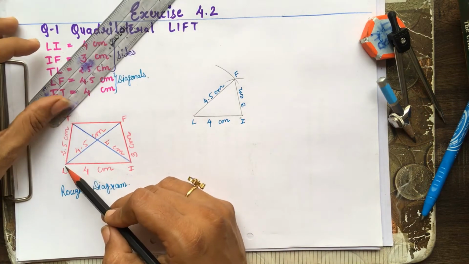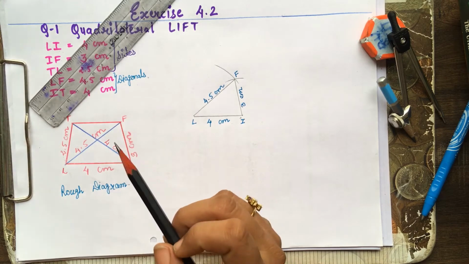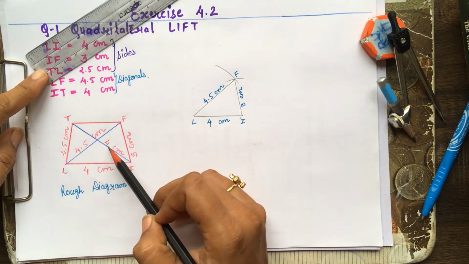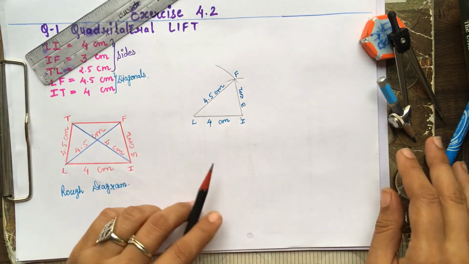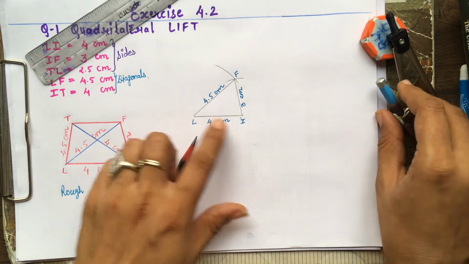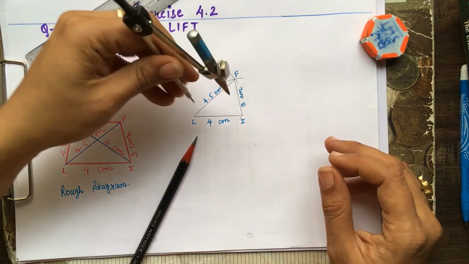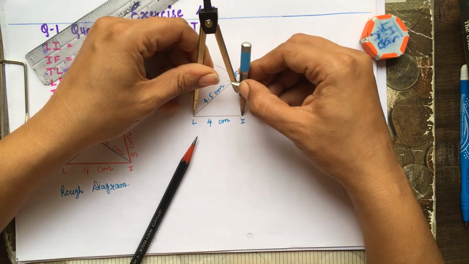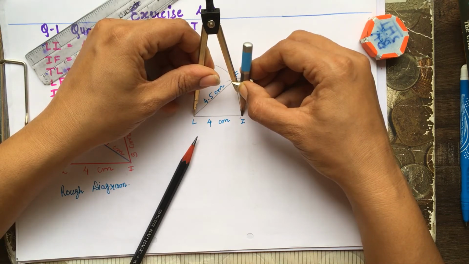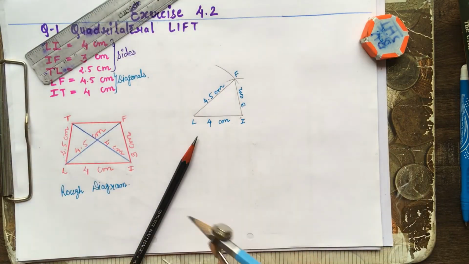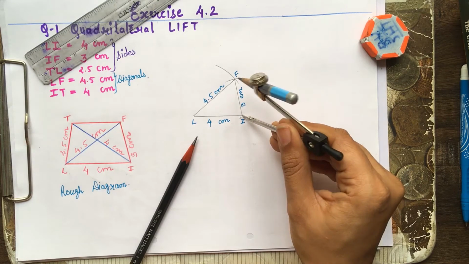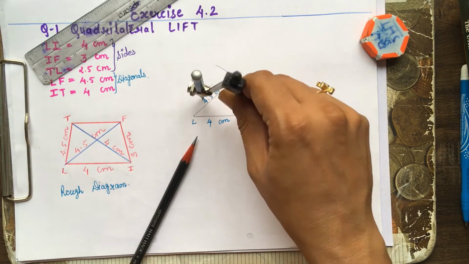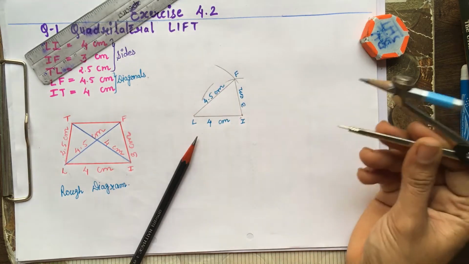Now we are left with this much part. For that, first we will go for IT 4 centimeter. So here this 4 centimeter length we already have. So instead of ruler we will take the radius of 4 centimeter from here only. So this is the 4 centimeter radius. Taking I as center, I'll put one arc over here at the distance of 4 centimeter.